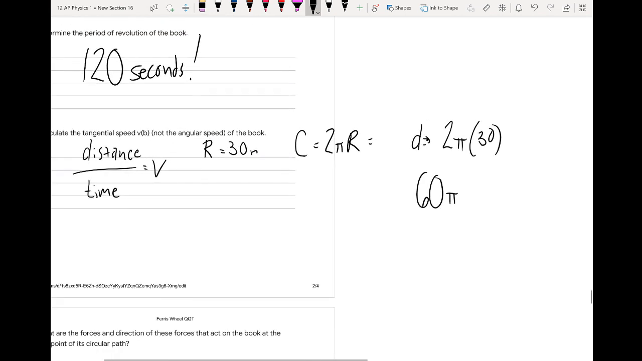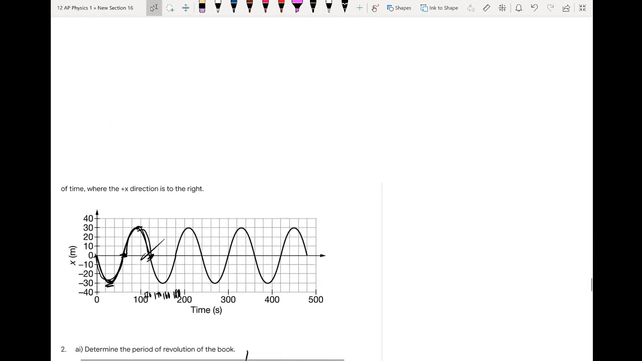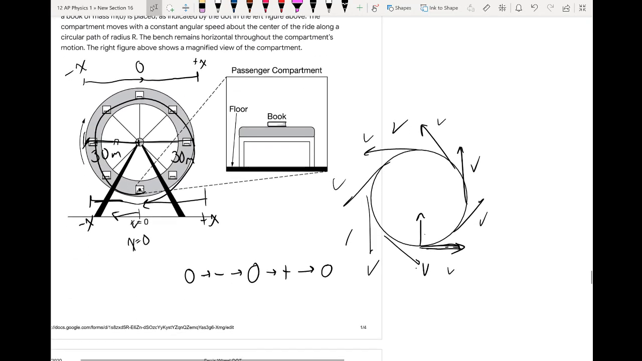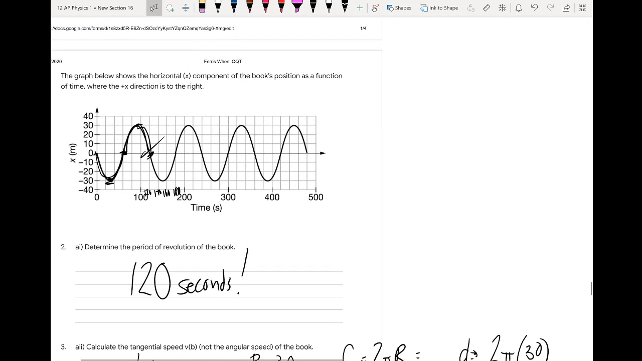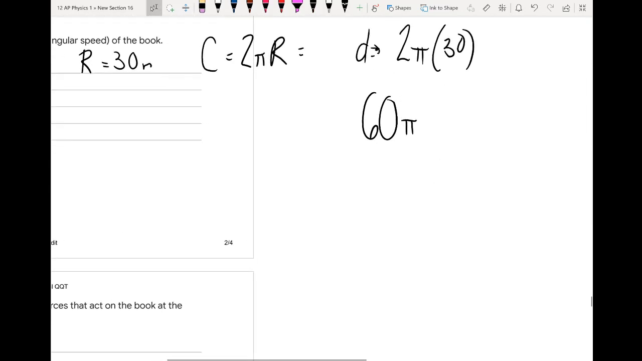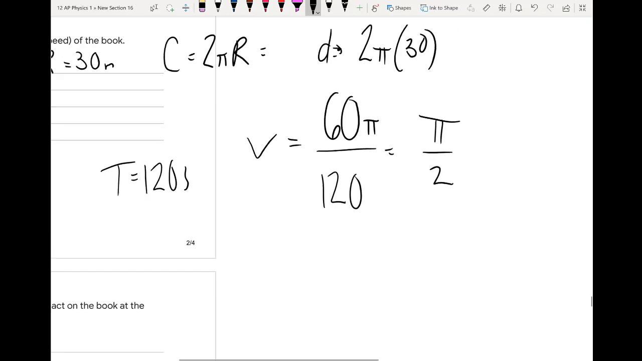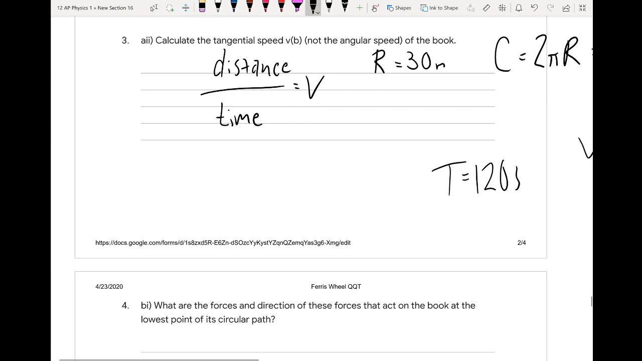So that's our distance. And then how much time does it take to do that? Well, the time for one full cycle is just going to be the period. That's what our period is defined as, the amount of time for one complete cycle. So the amount of time it takes for us to go one complete rotation is just going to be 120 seconds. So we said period is 120 seconds. So our velocity is distance over that time. So this is equal to pi over 2 for our velocity. So our speed is going to be pi over 2.